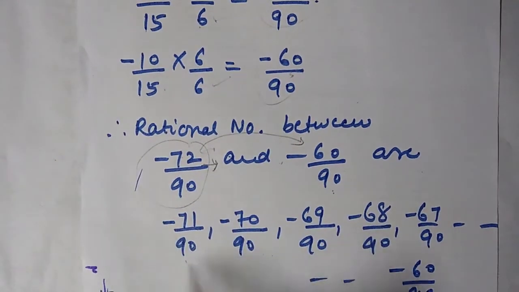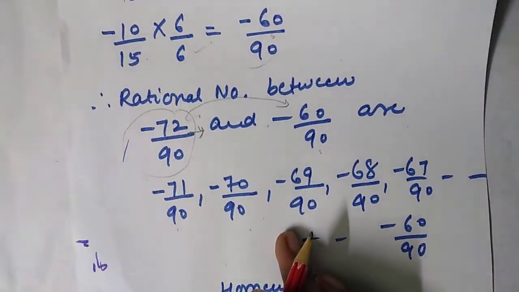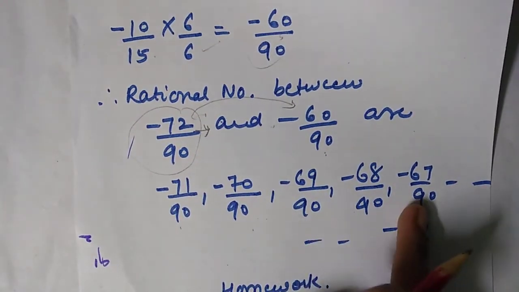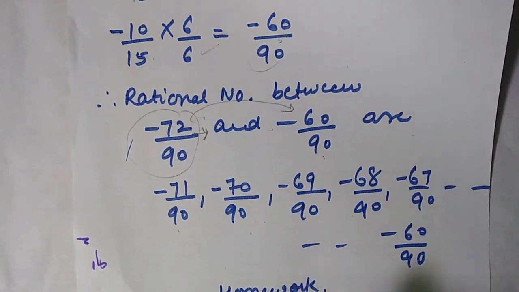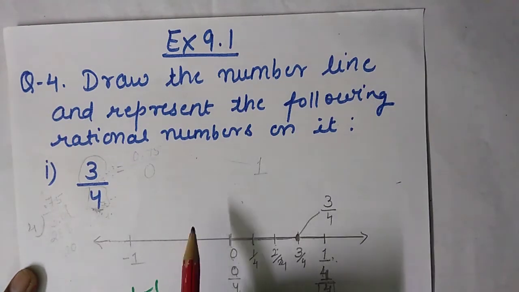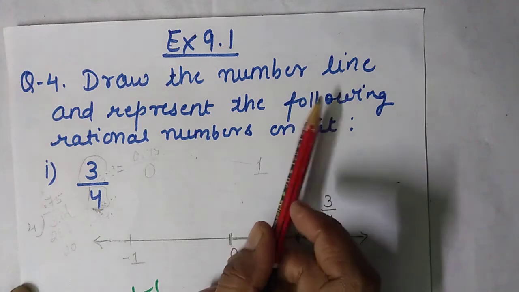So minus 71 by 90, minus 70 by 90, and we have to write 5 rational numbers, and then you can write so on. Okay, so this is how you can find rational numbers between any two numbers. After that we have learned how to represent our rational numbers on a number line.